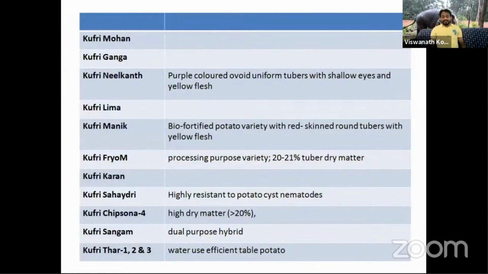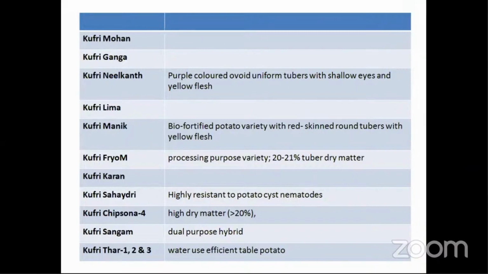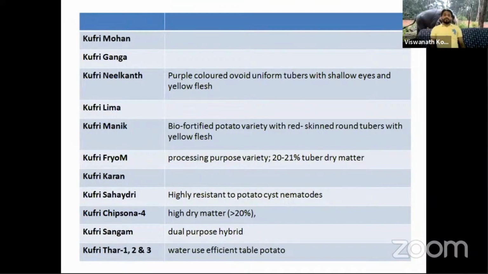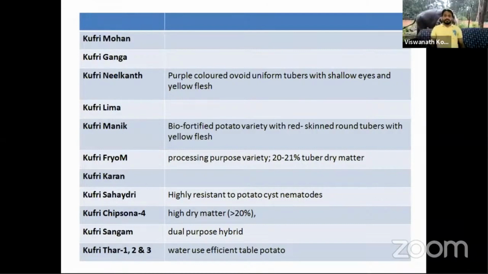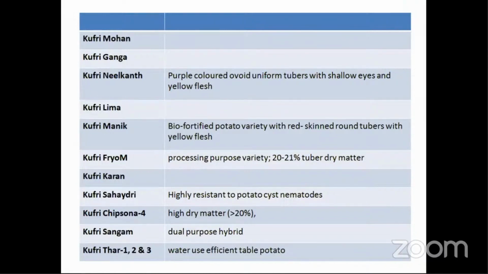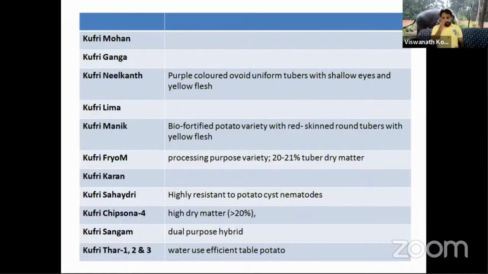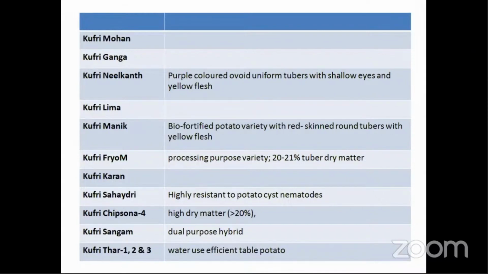So these are the recently released varieties of potato. They have been released just 3 to 4 years before this, maybe between 2016 and 2020. So these are the variety Kufri Nilkanth. It is a purple color variety with shallow eyes and yellow flesh. The skin color is purple and the flesh color is yellow. Kufri Manik, this is a biofortified variety with red skin color and yellow flesh tuber. We know Kufri Chipsona 1, 2, 3, they are the chip varieties, and this is the French fry variety, Kufri Frayon. And Kufri Chipsona 4.